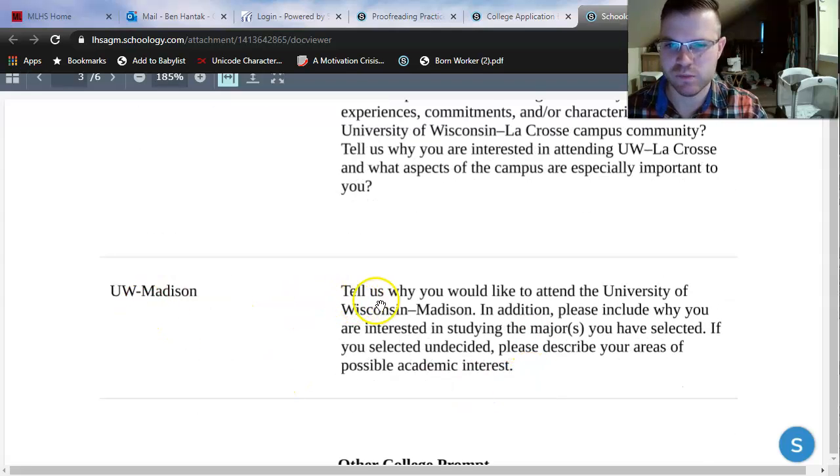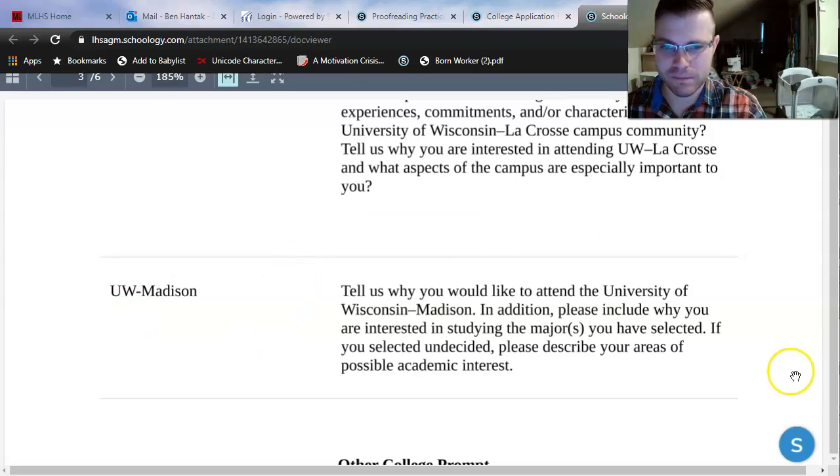UW-Madison's is similar. Tell us why you'd like to attend UW-Madison. In addition, please include why you're interested in studying the majors you've selected. If you selected undecided, please describe your areas of possible academic interest. I will warn you, UW-Madison has a ton of people who apply every year. A ton of applicants is the word I'm looking for.